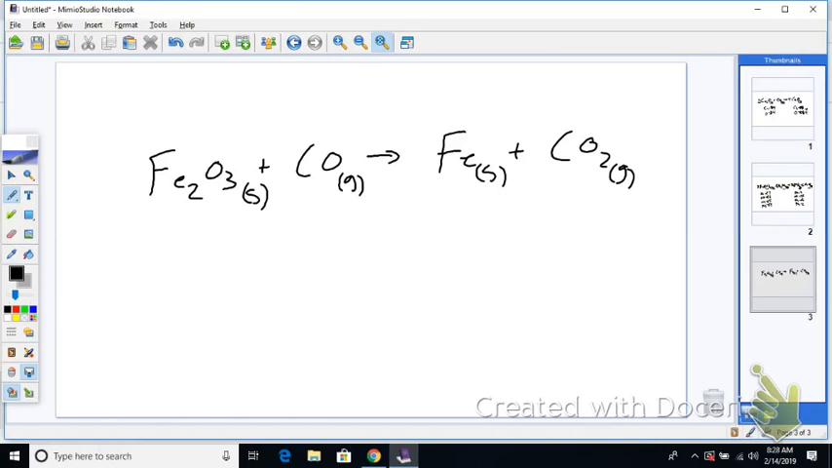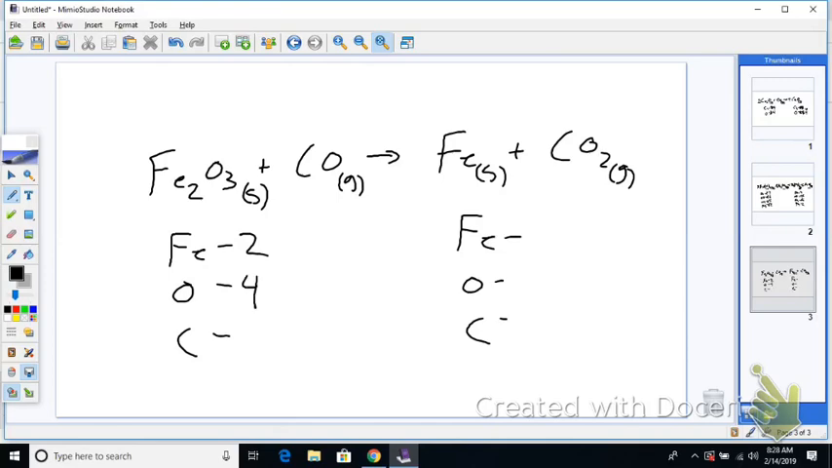So we go Fe, O, and C. Okay, so we got 2 iron, and we got 4 oxygen, we got 1 carbon. Everybody see why oxygen's 4? You just have to make sure that you're not looking just in one spot, that you look at both spots to make sure you got everything covered. And then on the right we got 1, 2, 1.